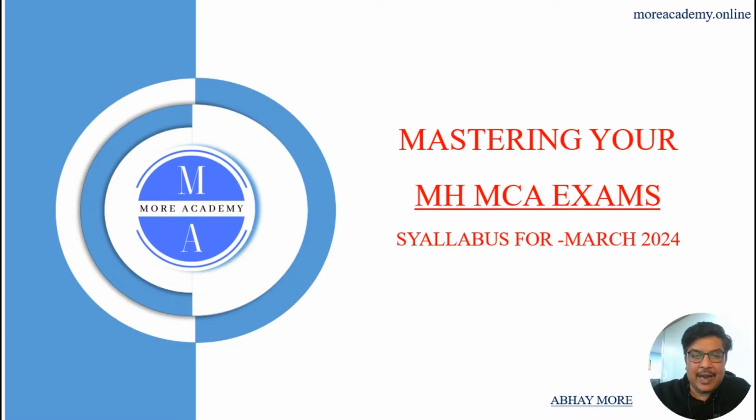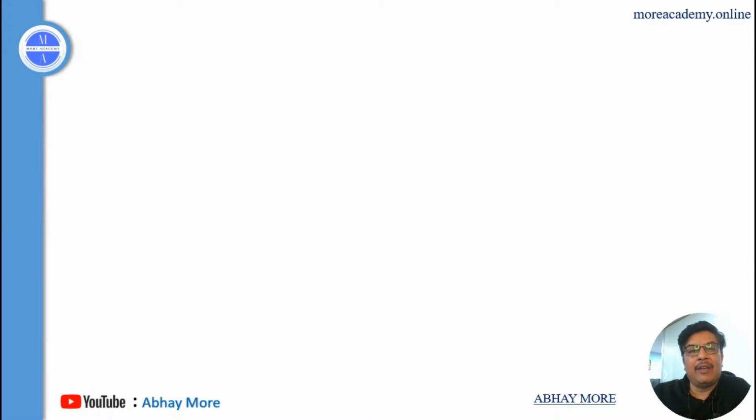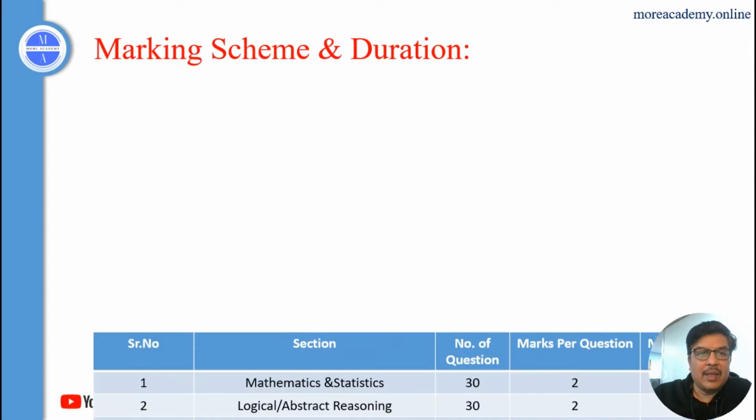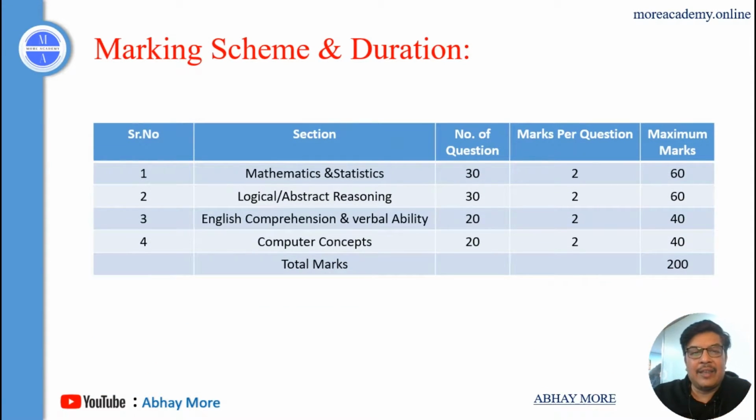Now let us understand what is exactly present in our syllabus of MCA Entrance. First of all, let's revise the marking scheme. We have 4 subjects: mathematics and statistics, logical abstract reasoning, English comprehension and verbal ability, and computer concepts. That is 30, 30, 20, 20, and the total is a 200 marks examination, and the duration of the examination is 90 minutes. So you have to be very quick. One good advantage in this MCA entrance is that no negative marking scheme has been applied for these entrances.